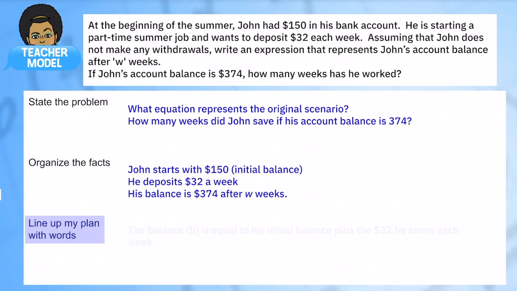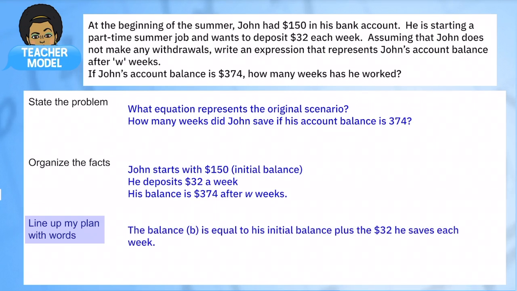So here's my plan with the first part. We're going to figure out the balance is equal to his initial balance plus the $32 he saves each week. And we don't know how many weeks. That's going to be a variable because we can use this equation if he works and saves for 7 weeks, for 20 weeks, for 1,000 weeks. And so we're going to keep W there. And I'm really stating this is what's going to tell us our balance. So that's why I look at it as an equation, not just an expression.